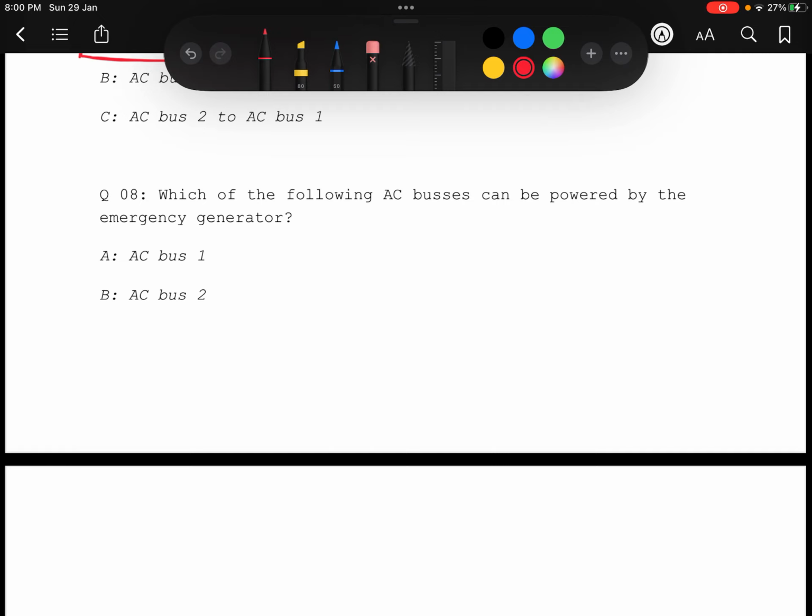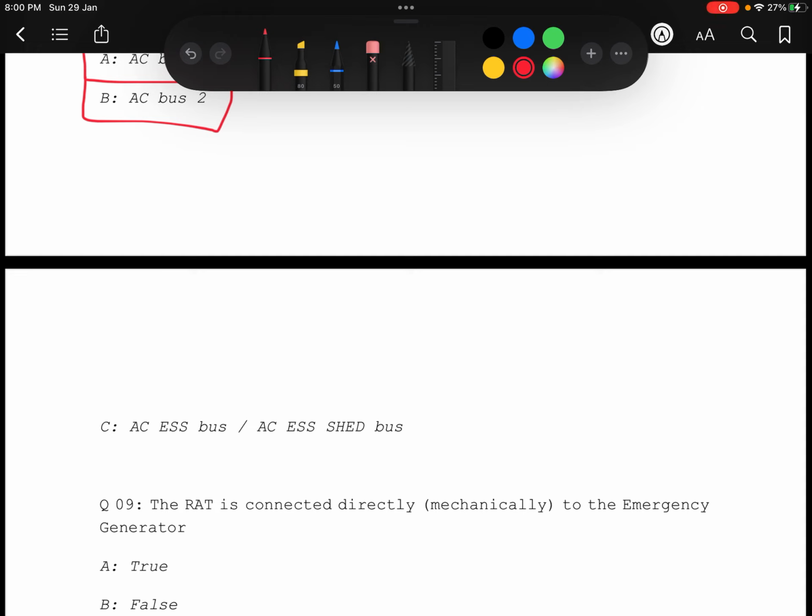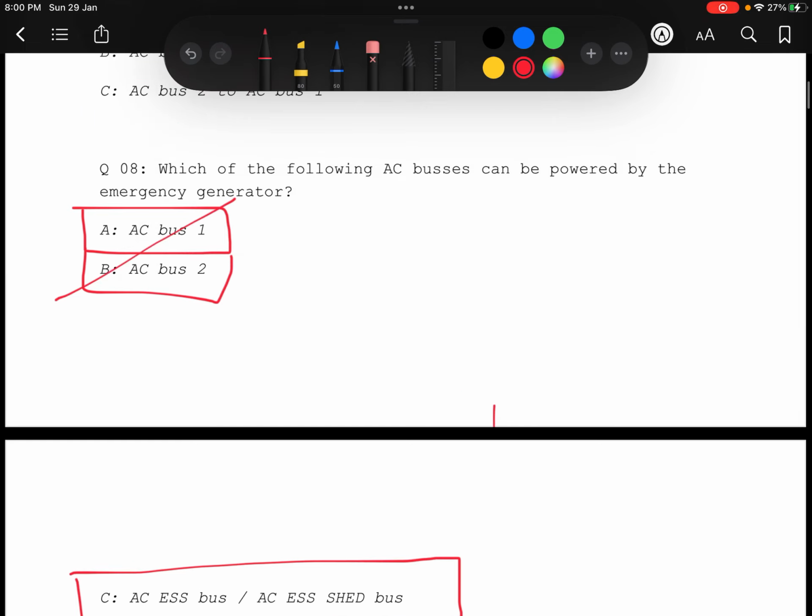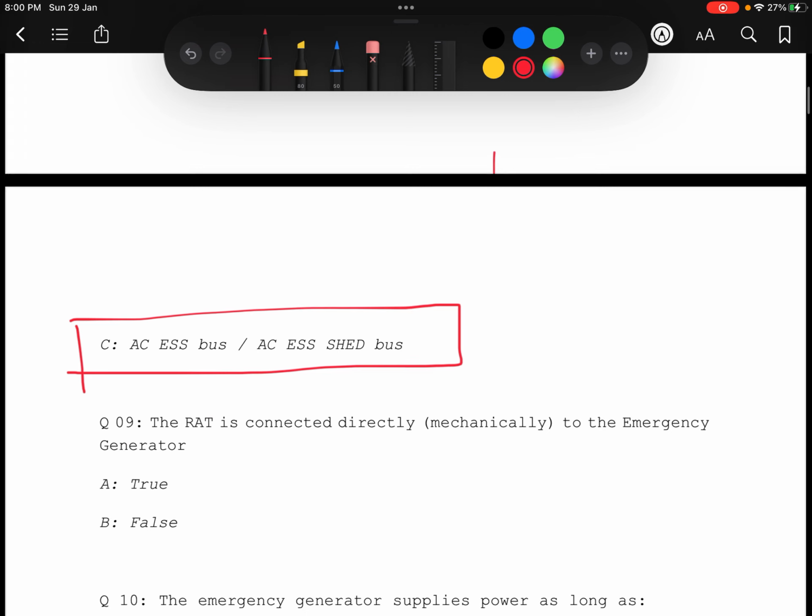We cannot power AC bus 1 and AC bus 2, right? It is the AC essential bus, and let me cut out these options. This is AC essential bus and AC shed bus, right? Correction, let me say it again. It is AC essential bus and AC essential shed bus. So option Charlie is correct.